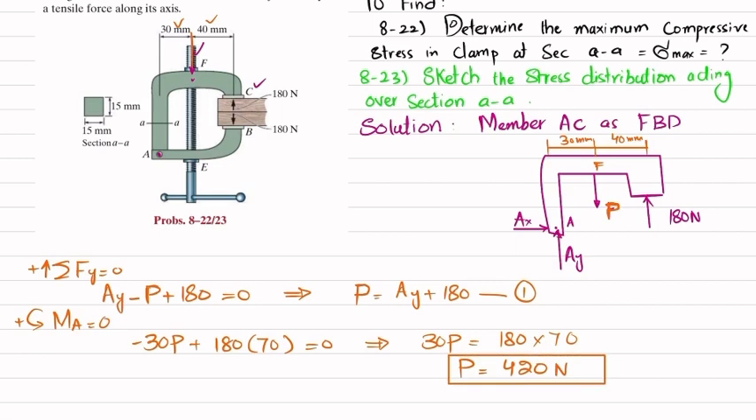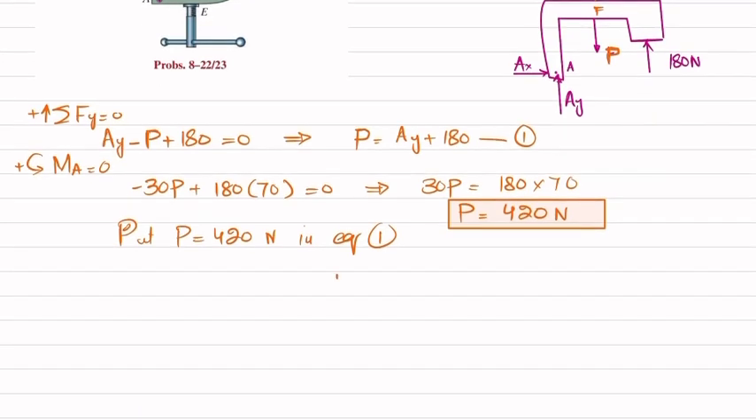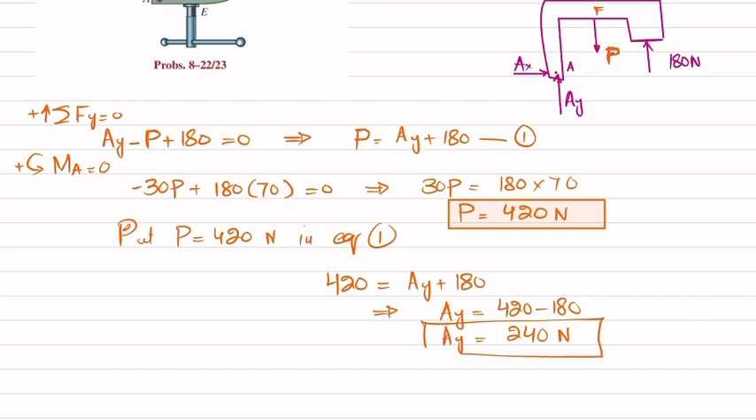Now you have this value of P, so put P equal to 420 Newton in equation 1. So what we will get is 420 is equal to Ay plus 180. So we will get Ay equal to 420 minus 180, which will be equal to 240 Newton. So we have Ay now, and we have P as well.